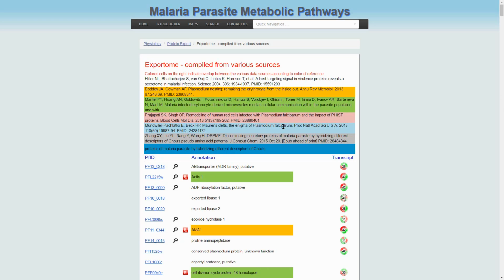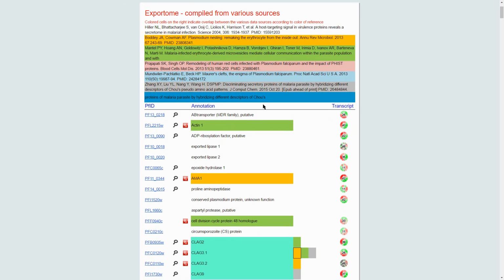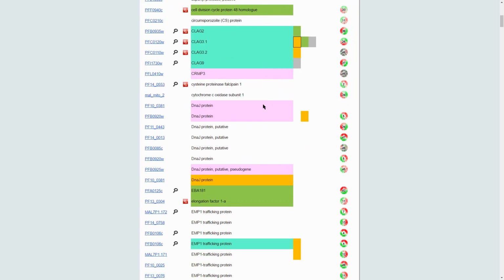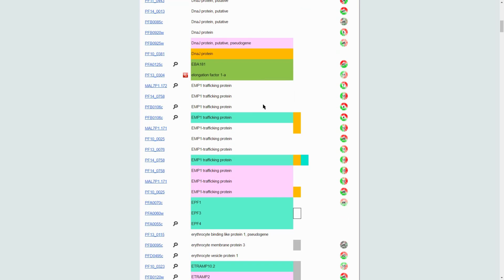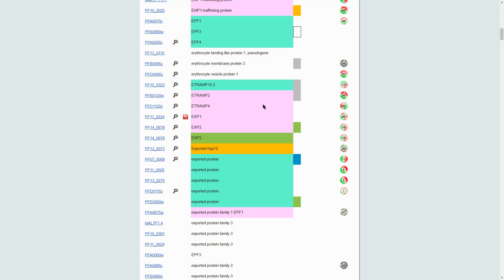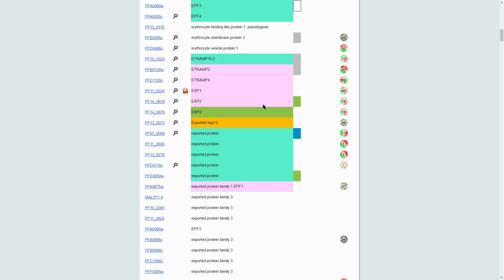This is a table that summarizes the list of all proteins which are exported from the parasite, compiled from various sources, once again coded by different colors. And it's amazing that so many proteins are exported. It seems as if nothing is left for the parasite itself to thrive on.